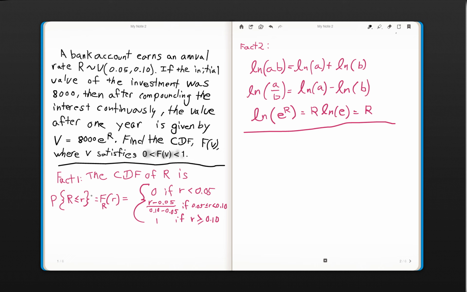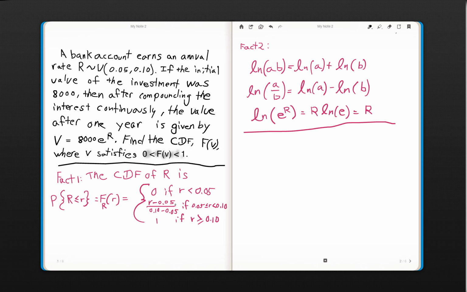As I always do, I provide a couple of facts to help facilitate the successful completion of these problems. What you'll need to know for this problem is the CDF of R, the CDF of the uniform random variable. We'll find out later that we need this to complete the problem. The CDF is the probability that R is less than or equal to little r. It stands for cumulative distribution function, and it's equal to F of R evaluated at little r. This is the cumulative distribution function of the uniform random variable, and it's given as follows.